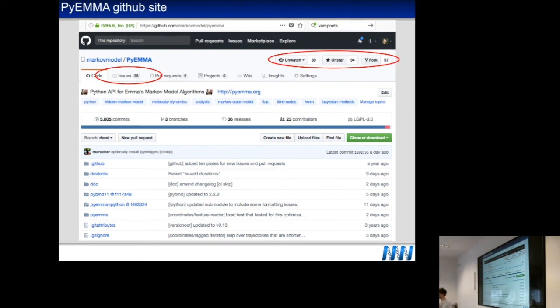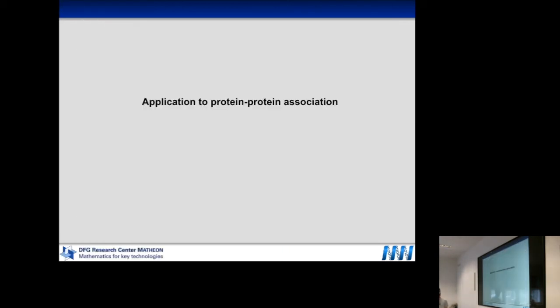If you want to develop yourself, you should fork the repository, so you make a personal copy. You can play with it, and then you can play back a pull request with your own code, and then that will be reviewed and merged if it works. Okay.